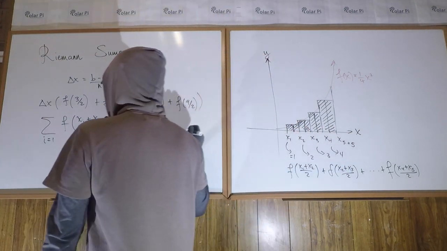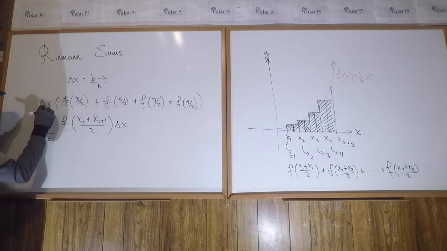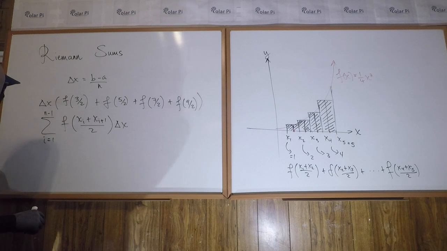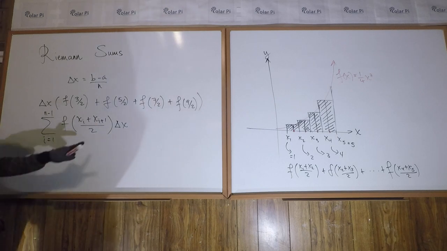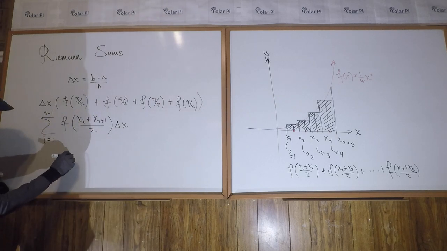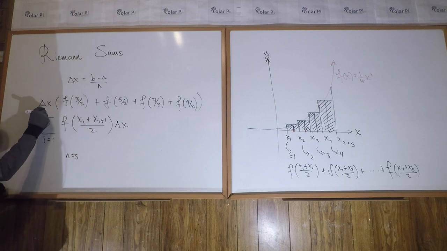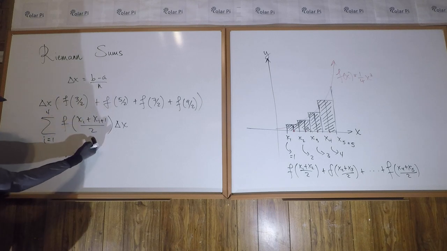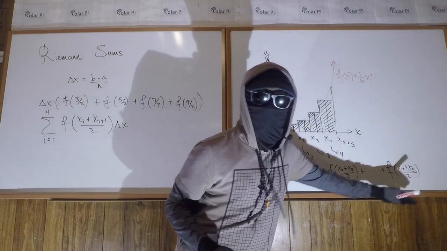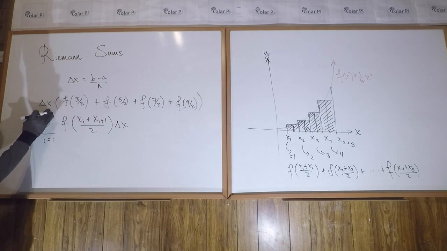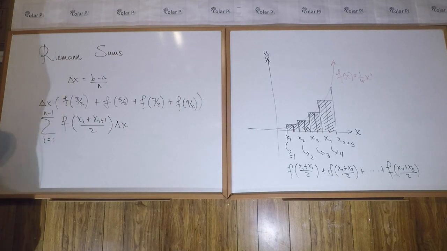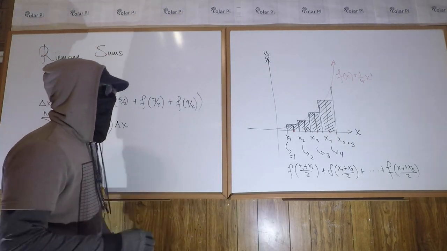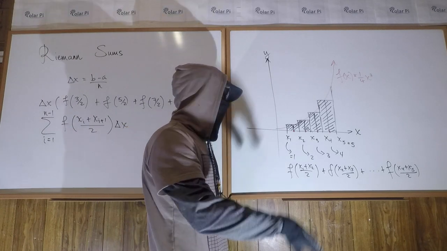So I should let this be n minus 1, right? You get that? Because if n is 5, then my top here is going to be 4, right? But then I'm going to have f of (x4 plus x5)/2, and that's exactly what we have to end on. So this should be n minus 1, and voila. Okay, catch my breath. I've done that before.